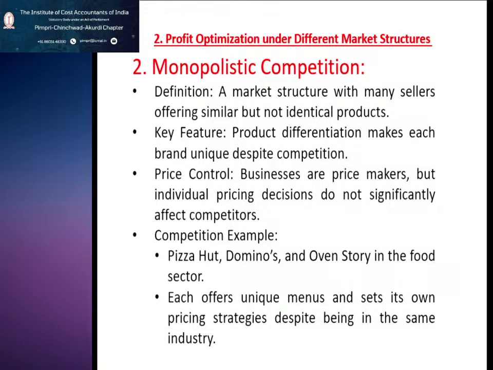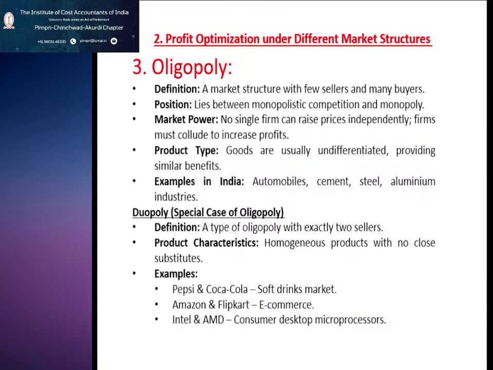So all these three are in the food sector only, but every brand has a unique product differentiation which makes each company a unique brand despite the competition they face in certain products in the food sector. Each offers unique menus and sets its own pricing strategies despite being in the same industry. That is called monopolistic competition.